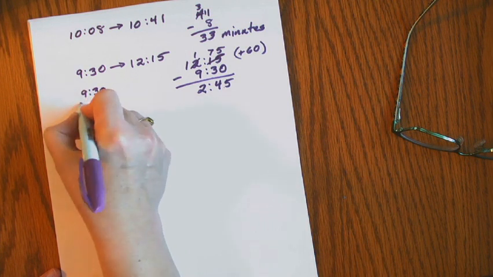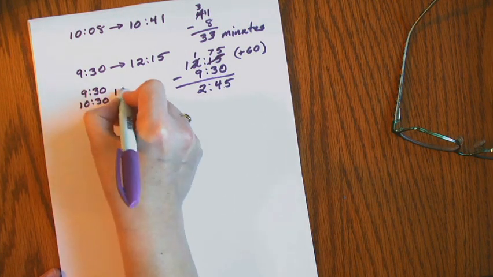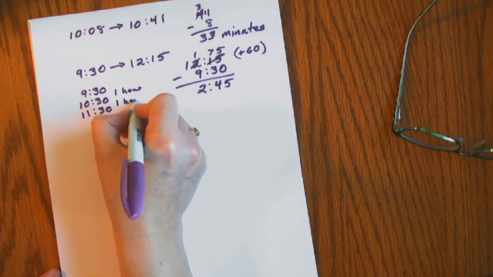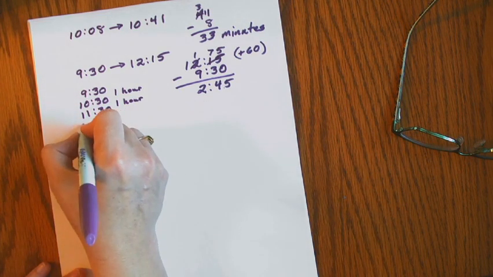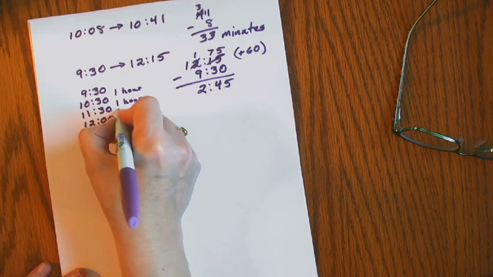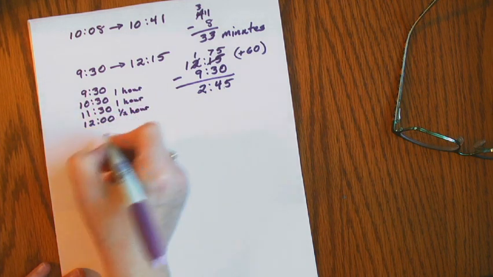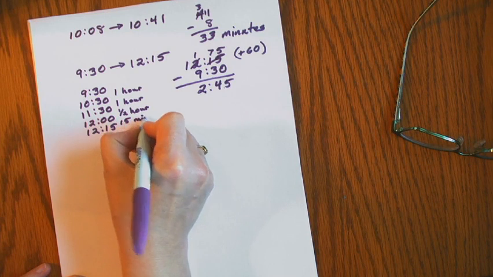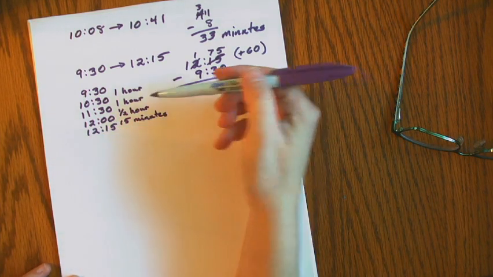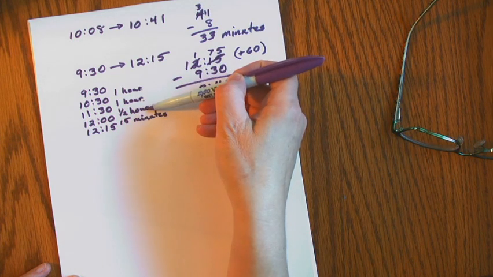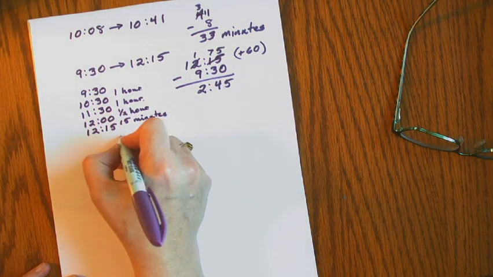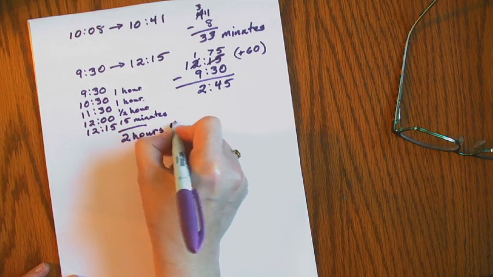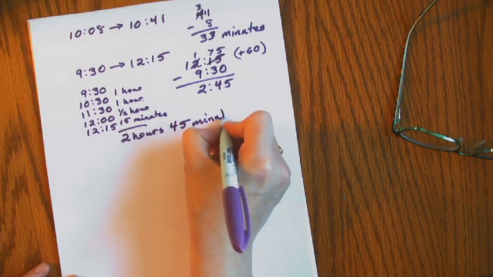So from 9:30 to 10:30 is 1 hour. And then from 10:30 to 11:30 would be another 1 hour. And then from that 11:30 to, let's go to 12 o'clock, would be half an hour. And then from that 12 to 12:15 would be an extra 15 minutes, right? Or a quarter of an hour. So I would have 1 hour, 2 hours, 2.5, plus that 15 would make a grand total of 2 hours and 45 minutes. Same answer, just a different way of calculating it.